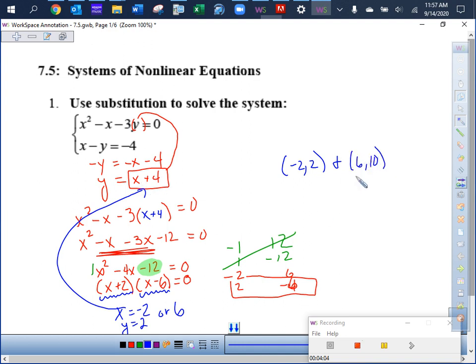So remember, we were looking for where this parabola and this line intersected on the graph, and we discussed how they could intersect in possibly two places, maybe one place, maybe no place. Here are those two places, these ordered pairs right here.